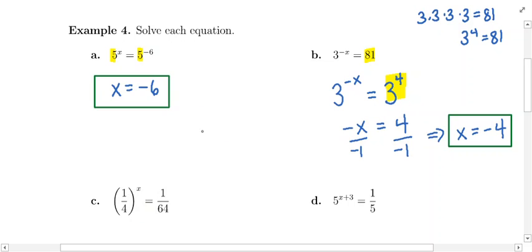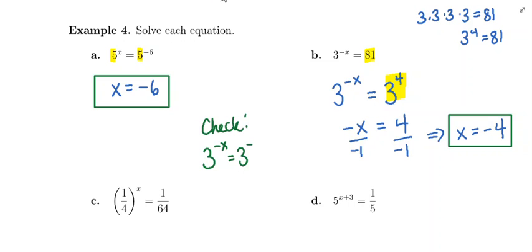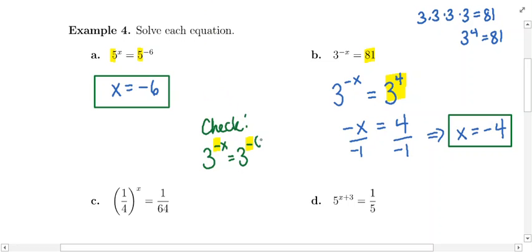Let me actually write it out here. If I'm checking myself, I'm doing 3 to the negative x. So that's going to be 3 to the negative, this negative sign right here, and then x is -4. Basically what happens here is you're going to get 3 to the +4 because the two negative signs cancel. And actually, we don't even need the calculator here.